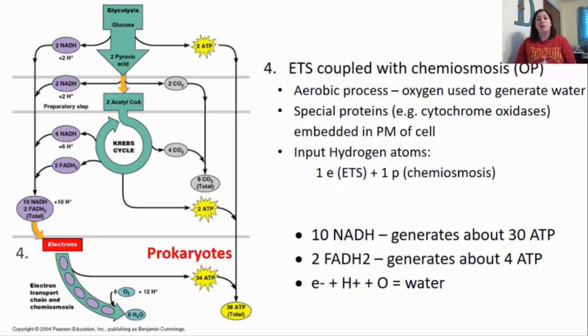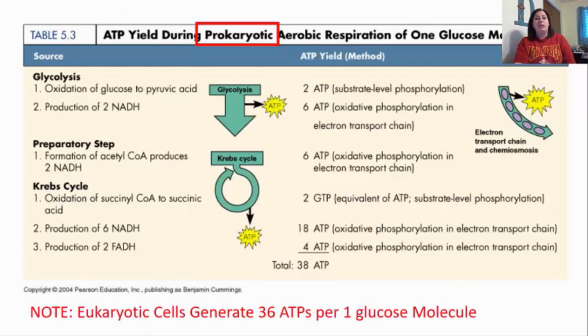There are special proteins that are going to help this process happen. One example is the cytochrome oxidases. These are embedded in the plasma membrane of the cell when we're looking at a prokaryotic cell. Input of oxygen atoms is going to happen here. So 1 electron into the ETS is going to bring in 1 proton. This is the chemiosmosis, moving those protons. Since 10 NADHs and 2 FADH2s come in, they are going to be responsible for allowing this process to create a lot of ATPs through oxidative phosphorylation. The 10 NADHs are going to help generate about 30 ATPs, and the 2 FADH2s are going to help generate about 4 more. These electrons plus the hydrogens plus the oxygen are going to then create the water. All right, so this particular table is taking this whole idea of glycolysis, the prep stage, and the Krebs cycle and putting it all together.